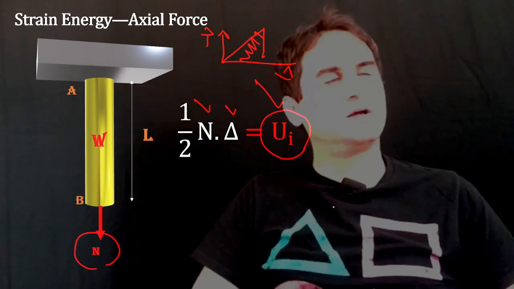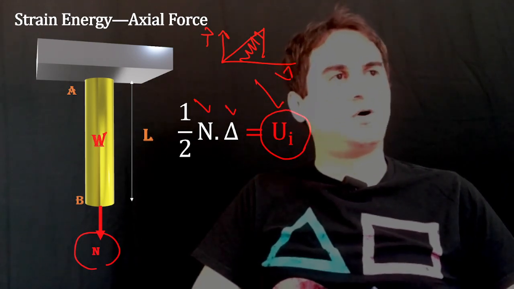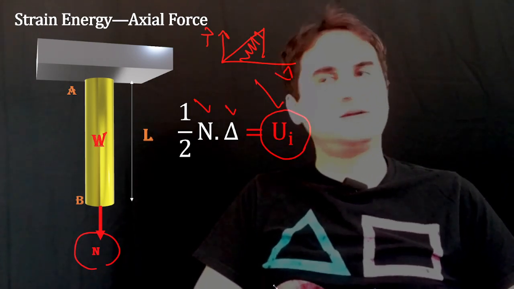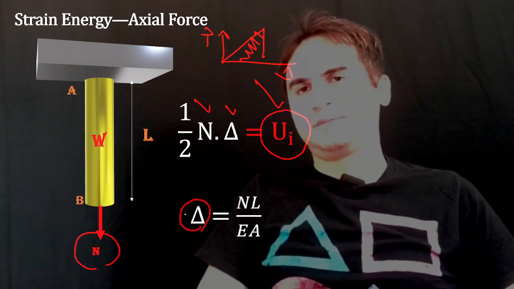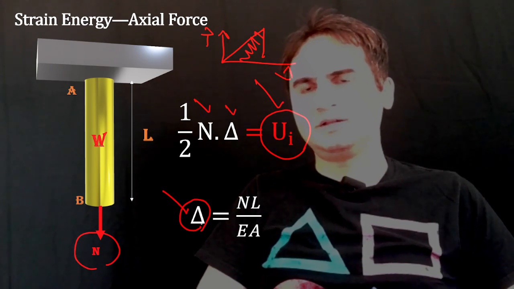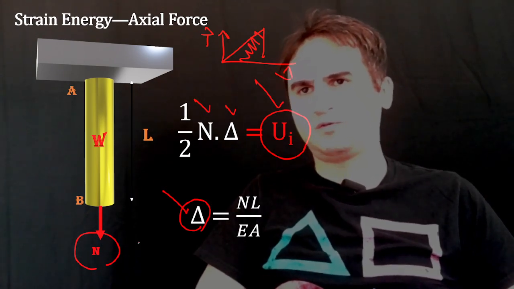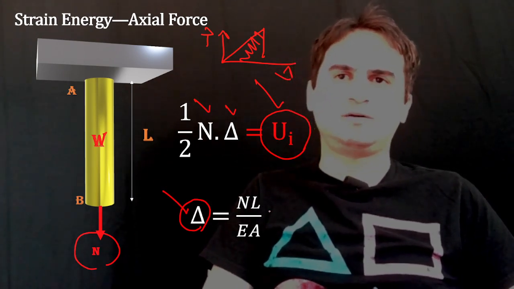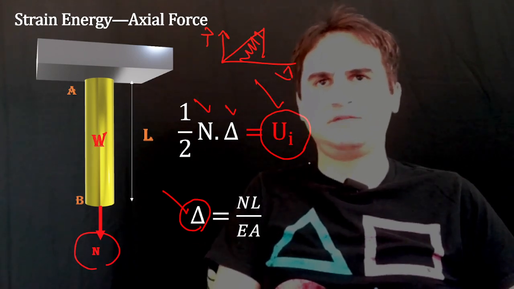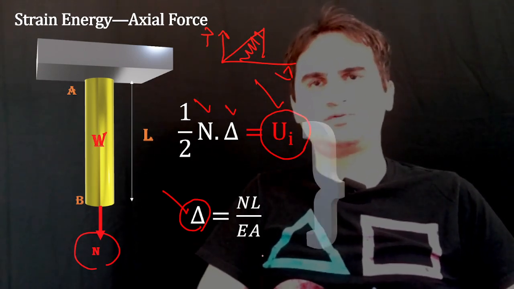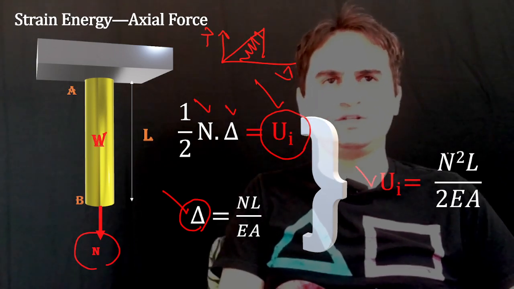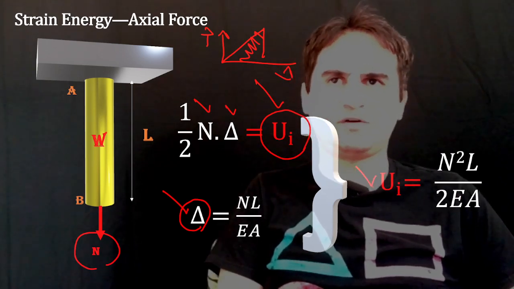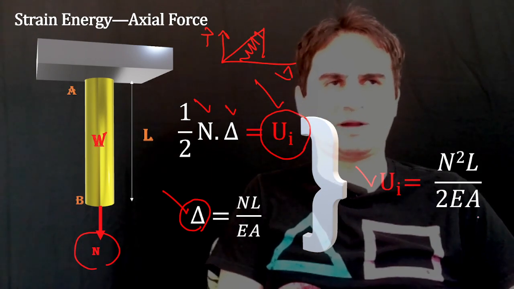It's stored in the bar as internal energy, and at the same time, from mechanics of solids, we know the deformation delta due to a force is NL over EA. If we combine these two equations, it says the internal energy is N squared times the length of our bar over 2E times area.